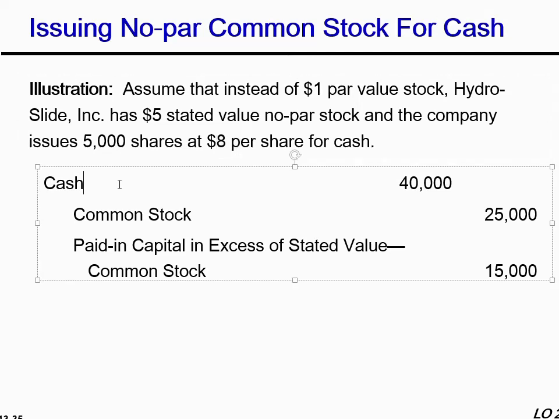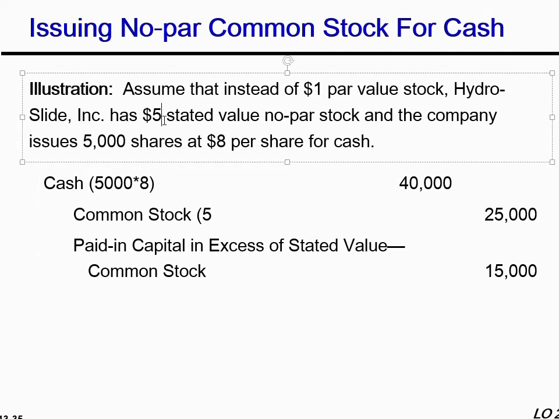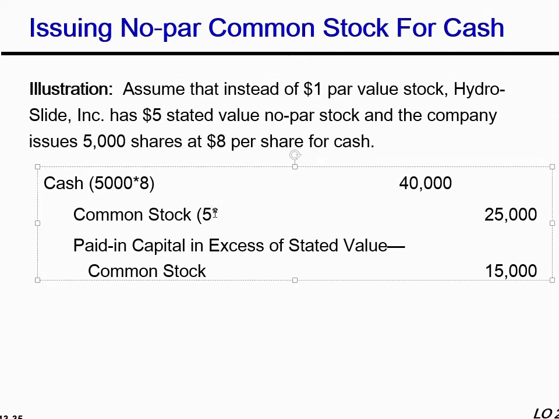So the company gets cash by issuing 5,000 shares. Each share is issued at a price of $8. So how much cash does the company get? 40,000. Common stock is always, as I mentioned before, reported at par value. In this question, we do not have par value, we have stated value. Stated value is also treated like par value, so 5. It's given over here, 5. So 5 multiplied by how many shares? 5,000 shares. So common stock gets credited with 25,000.